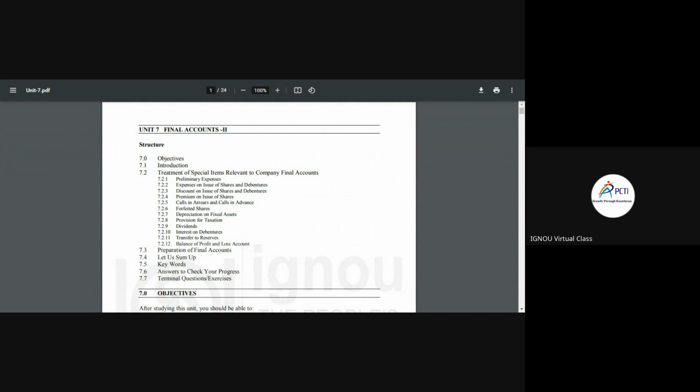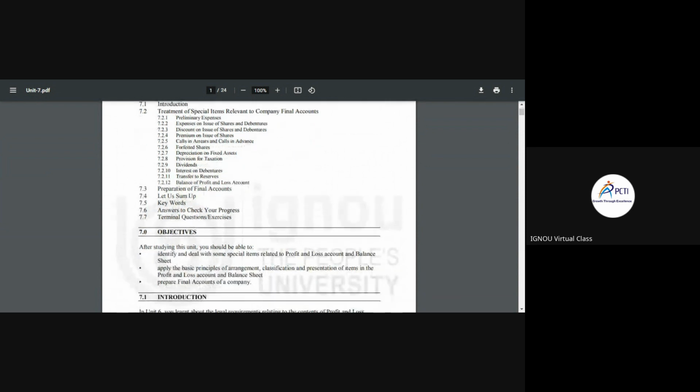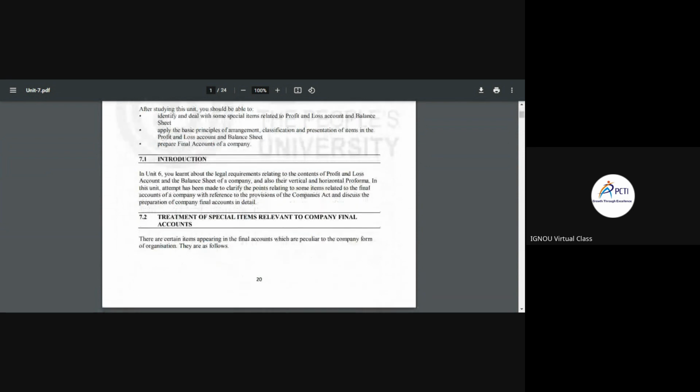And we need to know in this session how we treat the special items relevant to a company's final account. That will be like the preliminary expenses on issue of shares and debentures, discount on issue of shares and debentures, then premium on issue of shares, calls in arrear, calls in advance, forfeited shares, then depreciation of fixed assets, provision for taxation, dividends, interest on debentures, transfer to reserve, and balance of P&L account. Then we prepare the final account.